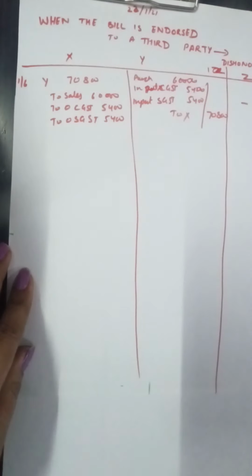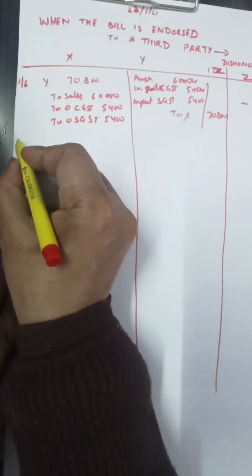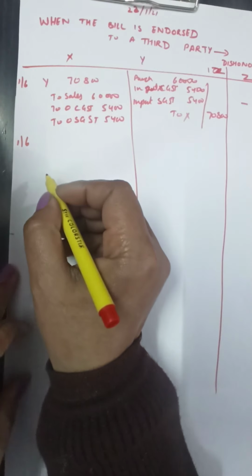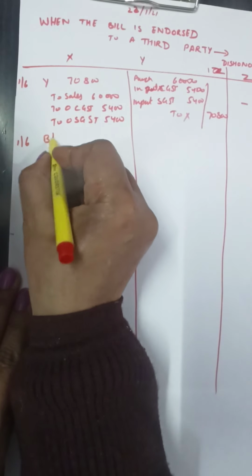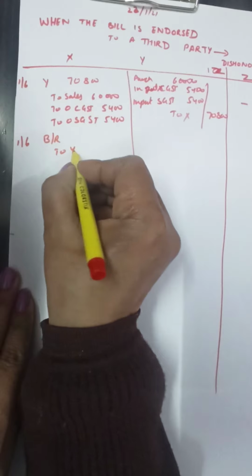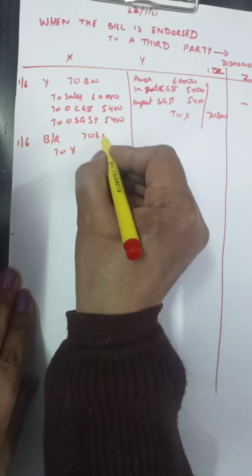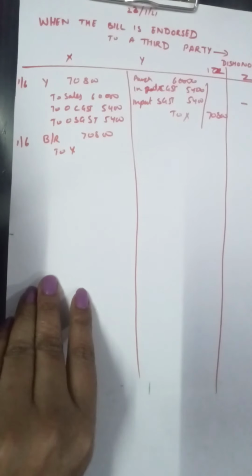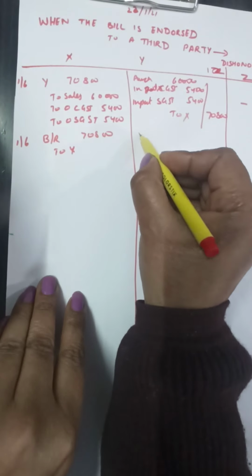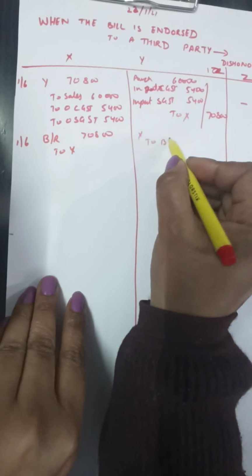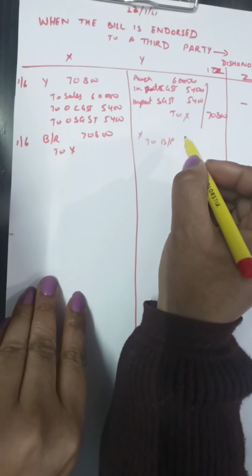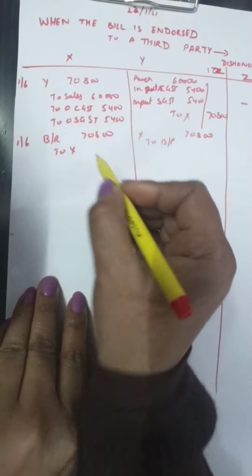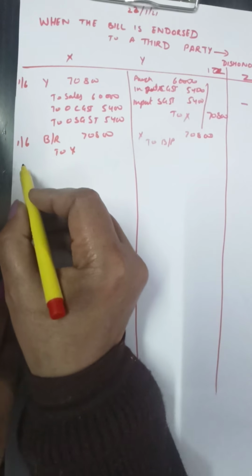Then next is 1st of June. When they say that Y retired his acceptance, the bill is accepted. BR to Y for rupees 70,800. The bill is accepted. And in the books of Y, what will be the entry? X to bills payable, rupees 70,800. Okay, this is 1st of June.